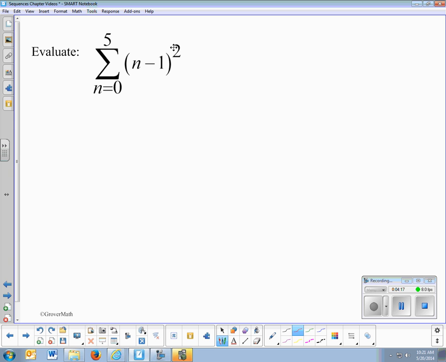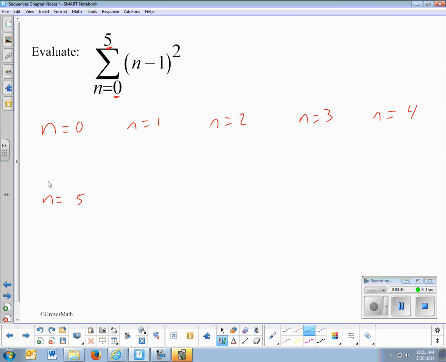This one has the expression (n minus 1) squared. So whatever we plug in for n, we're going to subtract 1 from it, and then we're going to square it. We're going to start at 0, and we're going to end at 5. That means we can say n equals 0, n equals 1, n equals 2, n equals 3. I'm going to run out of space here, but that's okay. n equals 4, and n equals 5.